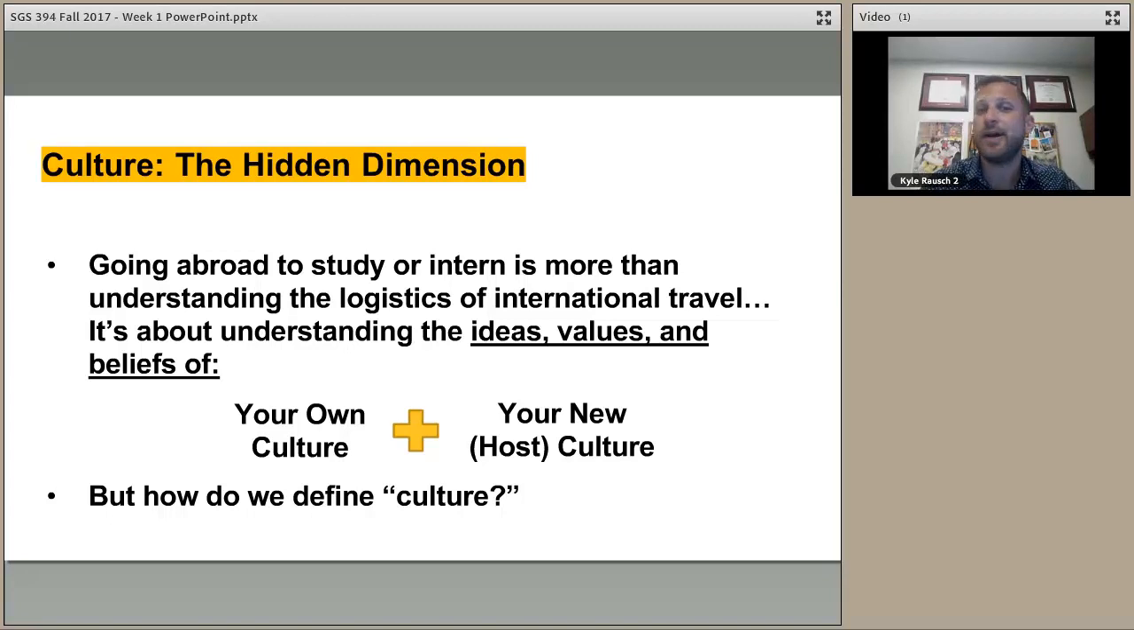Next, notice the words I've highlighted here: ideas, values, and beliefs. When we discuss culture, these are some of the core components that begin to help us unpack the complex concept of culture. So how do we define culture exactly?